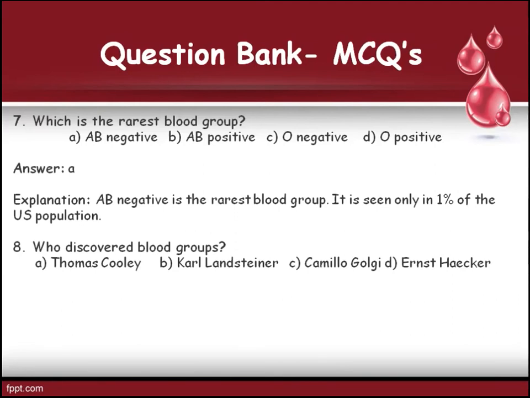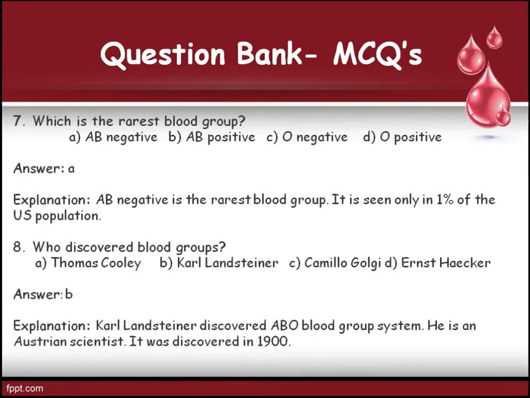Next question. Who discovered the blood group? Option A, Thomas Cooley. Option B, Karl Landsteiner. Option C, Camillo Golgi. And option D, Ernest Hacker. And the answer is B, Karl Landsteiner. He discovered the ABO blood group system. He is an Austrian scientist.